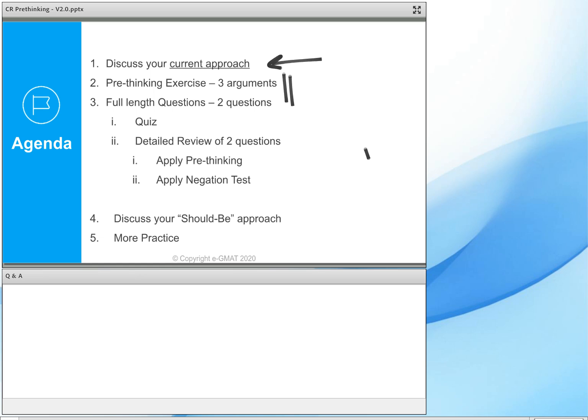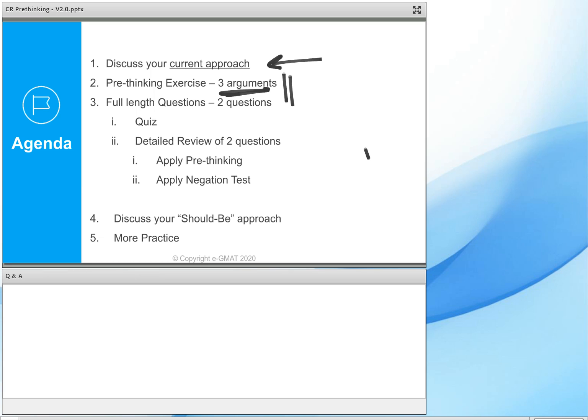So the first argument is going to be a very simple argument. You'd get no instruction from me. You'd do it by yourself. It's a simple one. It's something that's very close to your heart. The second argument, a bit more complex. The third is going to be a full-length question. In these 3 arguments, the goal really is that we build that pre-thinking skill throughout.